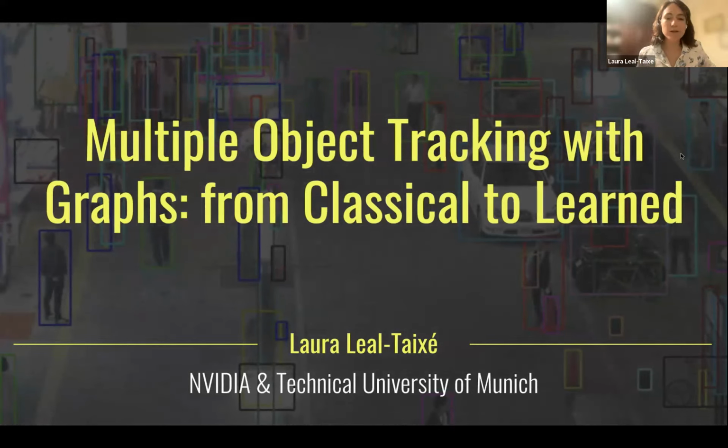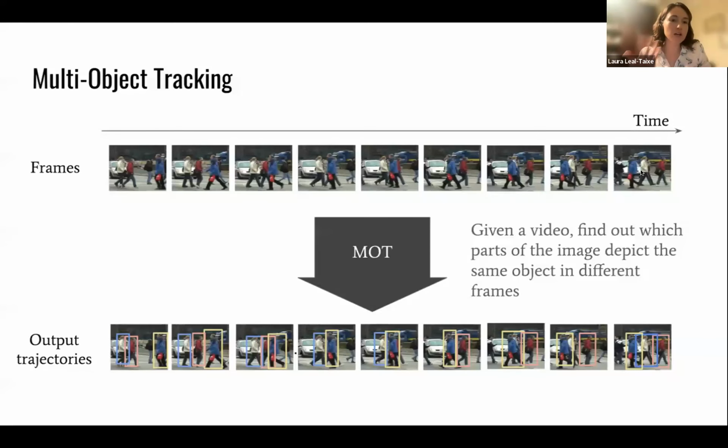Today I want to talk a little bit about how graphs, and how graph neural networks in particular, can help us for multiple object tracking, and why using graph neural networks is the natural thing to do to solve this problem. I'm going to start with a little bit of an introduction, since I know the crowd is not only multiple object tracking fans.